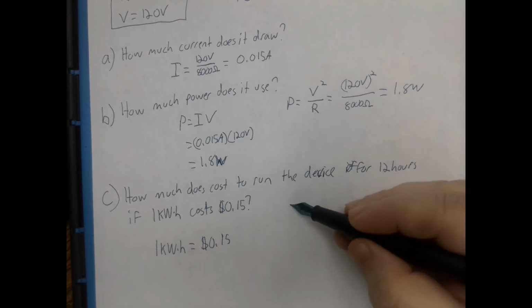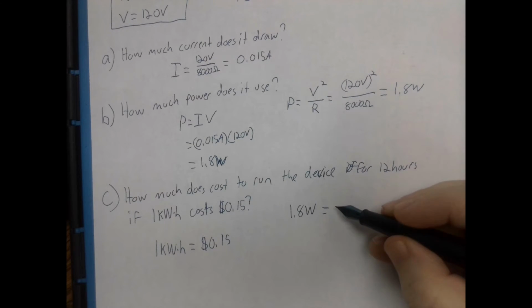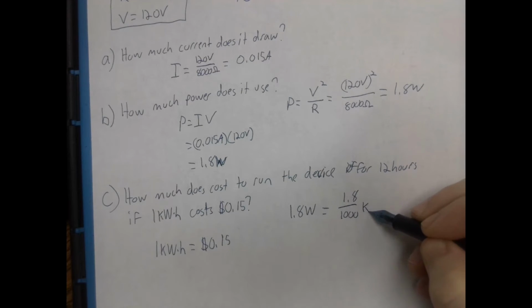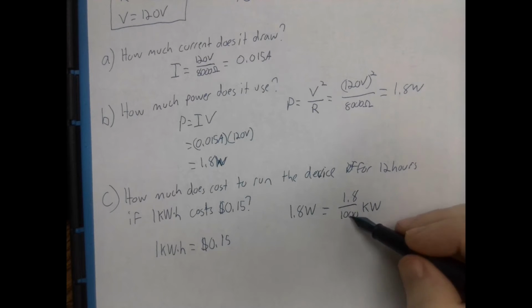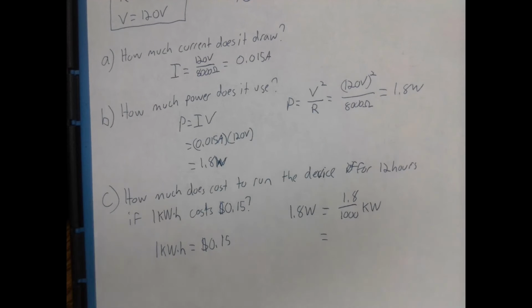So 1.8 watts is equal to 1.8 divided by 1,000 kilowatts. Kilo means 1,000, so 1,000 divided by 1,000 cancels each other out.